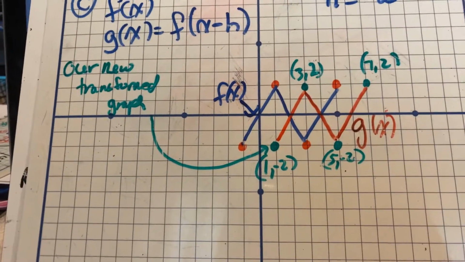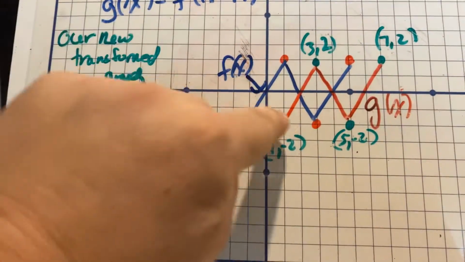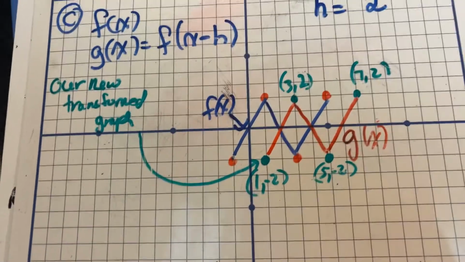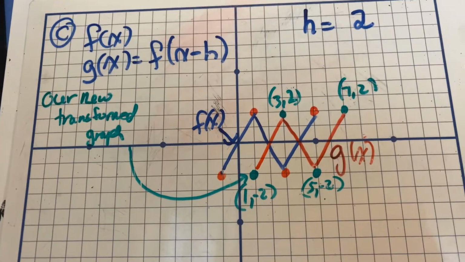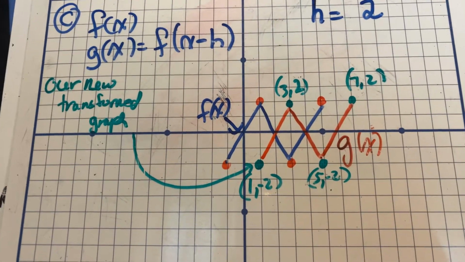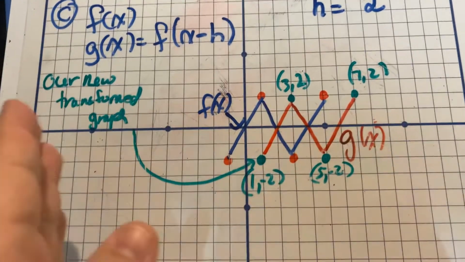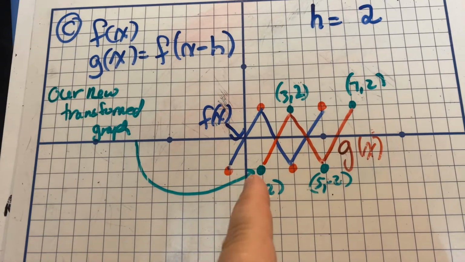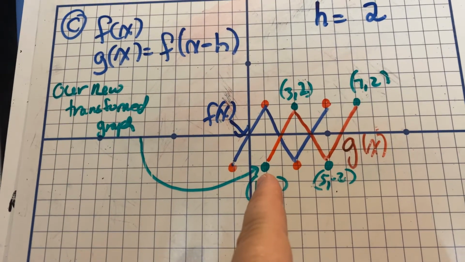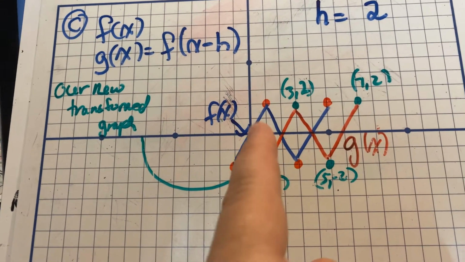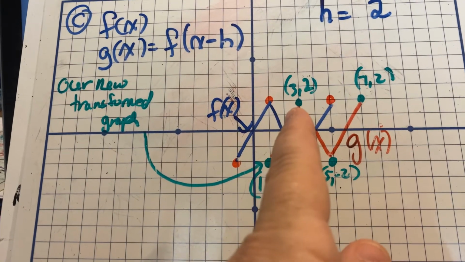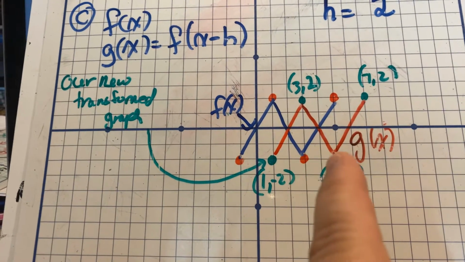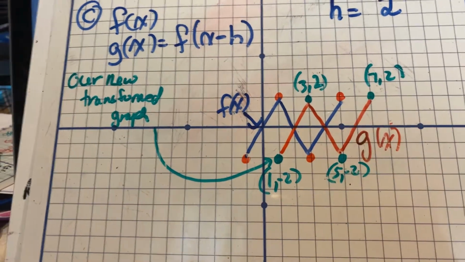Start off with your f of x, which I've sketched in here for you as the blue graph. What they're asking us to do is take h and make it 2. Well, h, if you recall, is horizontal. So if I start here and shift to the right 2 units, that's my new dot. Up here, shift to the right 2 units, that's my new dot on g of x. Down here, shift right 2, up here, shift to the right 2.